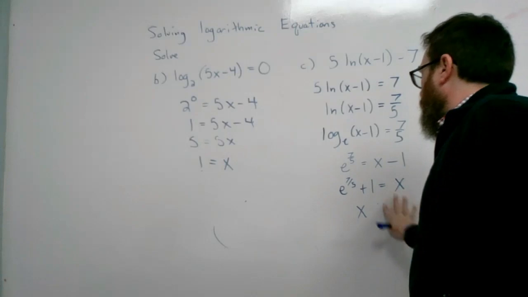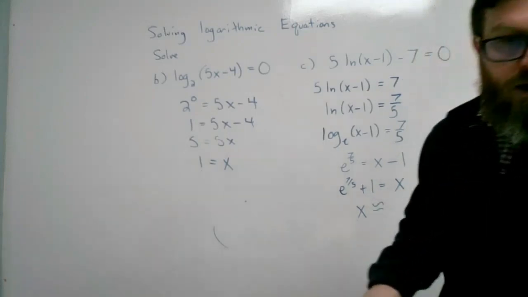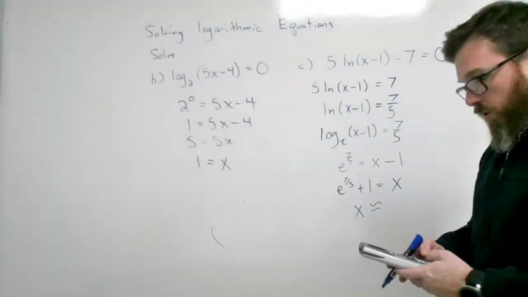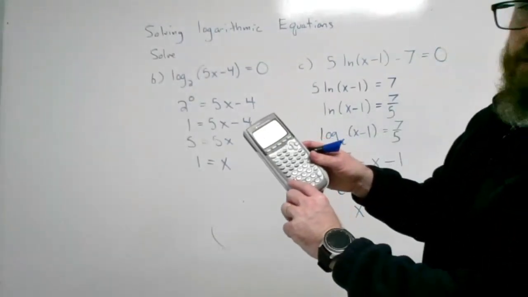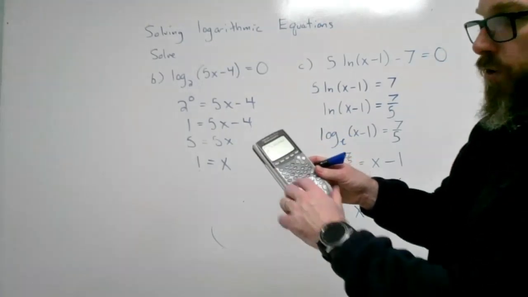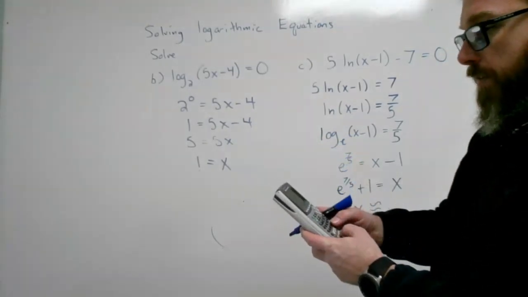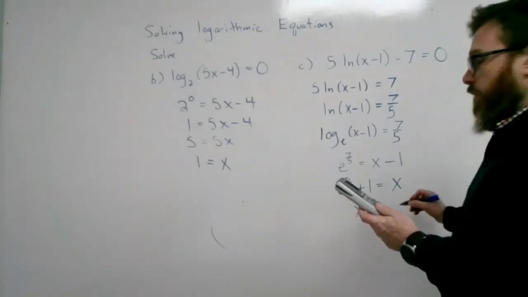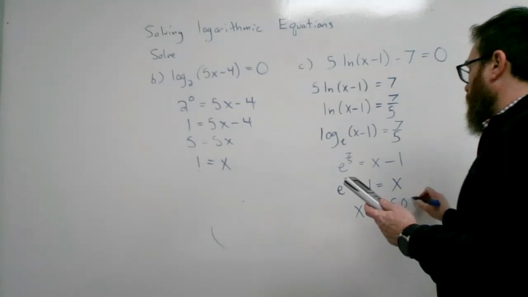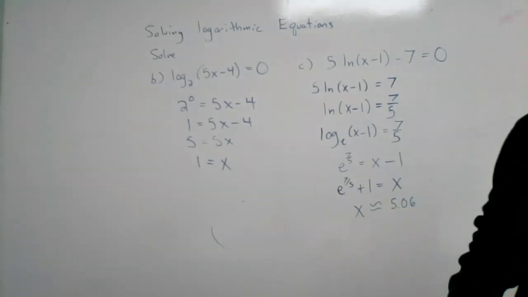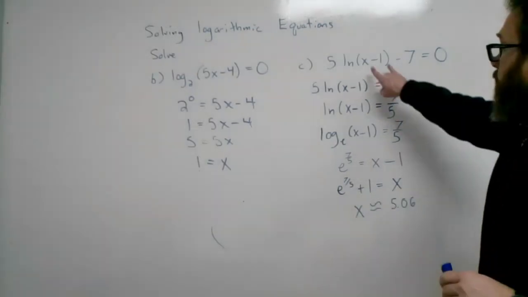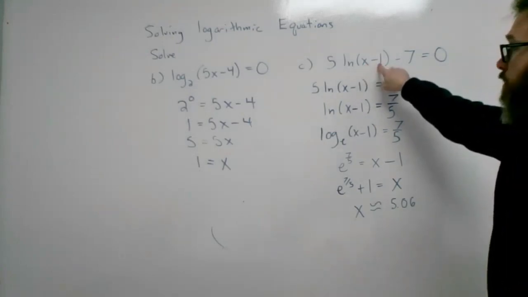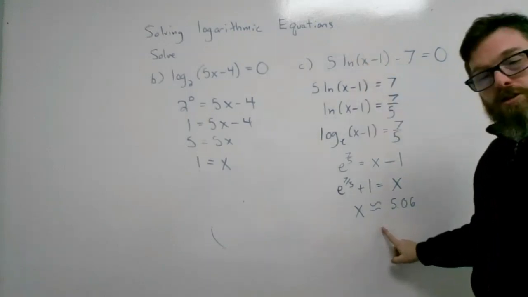Now if you want its decimal approximation, we can plug that 7/5 into the e function. It's in the same spot as your natural log button. If you hit second natural log, you'll get e, 7 divided by 5, and then add 1. We get about 5.0551, so I'm going to say about 5.06. Now we're going to double check that the argument is still positive. If I plug in 5.06 into here, 5.06 minus 1 is going to be 4.06. So this argument is still positive, which means that this is the solution.